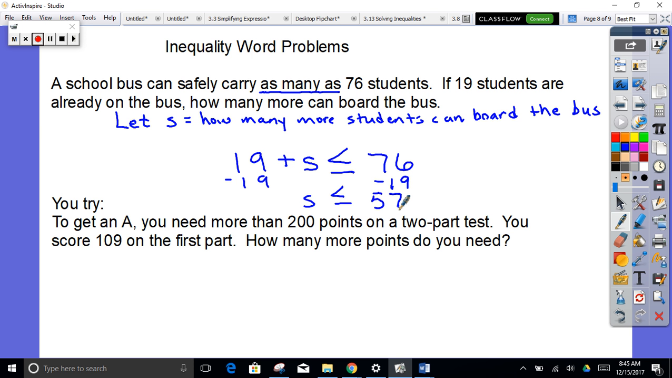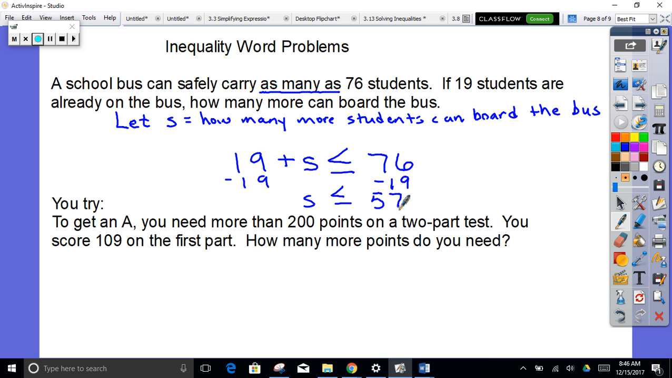If we pick a number less than 57, let's pick 10 just to make it easy. 19 plus 10 would be 29. 29 students would fit on the bus. If you wrote it wrong and you put S is greater than or equal to 57, you might try a number like 60. And you might say 19 plus 60 would be 79. That's too many students. You can't fit 79 students on a 76 or less student bus. So always check your answers. A lot of times people will get the inequality signs flipped around in their minds, but if you check some numbers, it's going to make more sense.